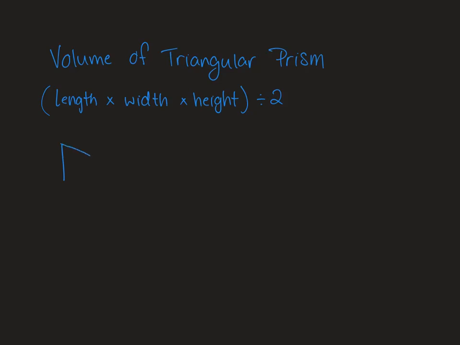So if you have a right triangle and then you have it going out into a prism, this straight up and down here, because it makes a right angle, would be your height. So it doesn't matter, this could be width and this could be length, but this one has to be the height.